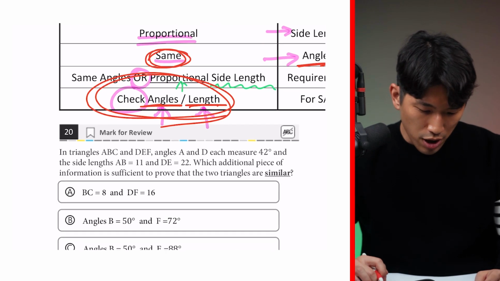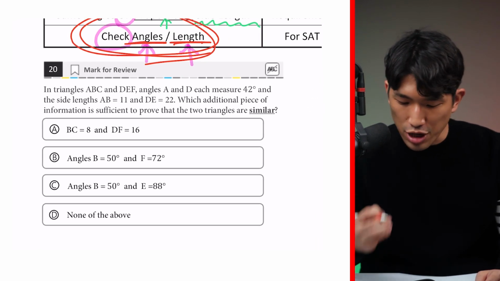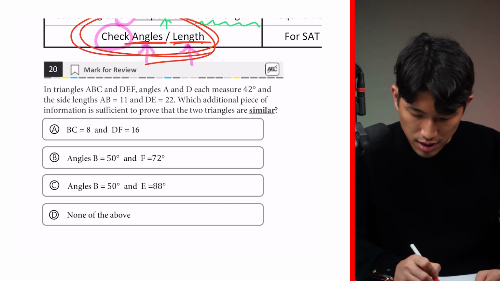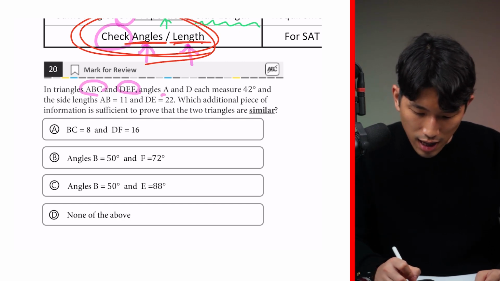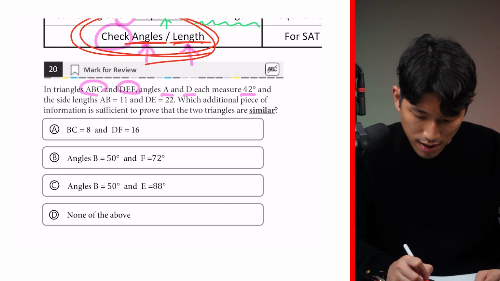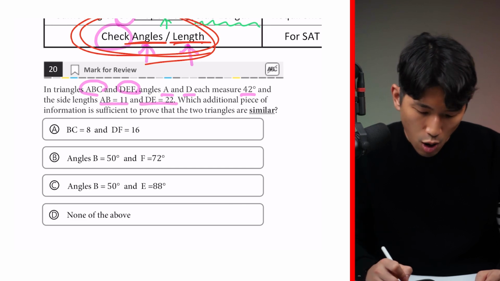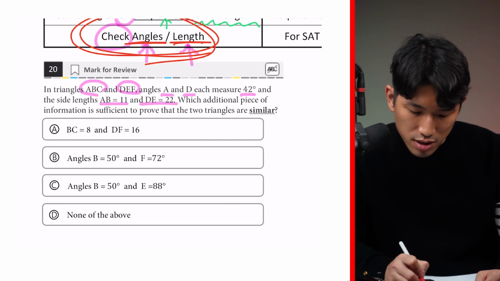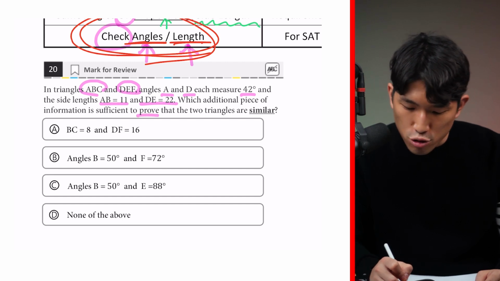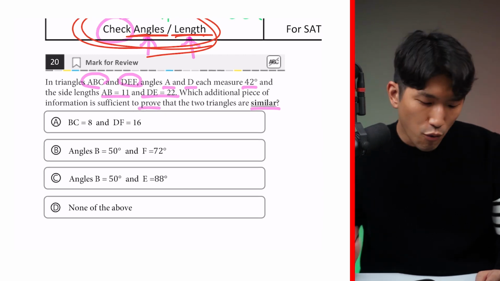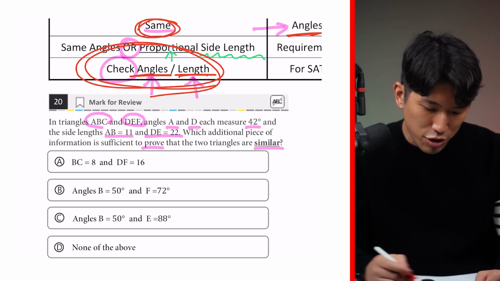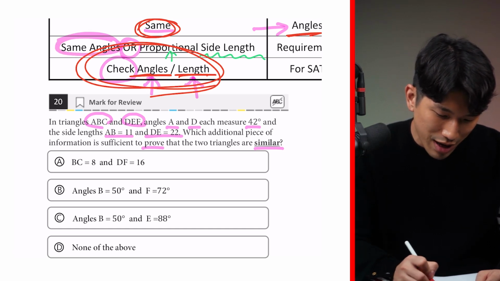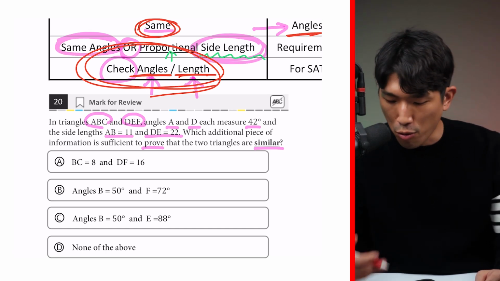But first, here is a quick question on how a question will actually look like on the SAT. The question says, in triangle ABC and DEF, angles A and D each have 42, and their side length AB is that and DE is that. Which additional piece of information is sufficient to prove that two triangles are considered similar? And we have learned that to prove similarity, we just have to check whether they have same set of angles or they have same proportional side length.